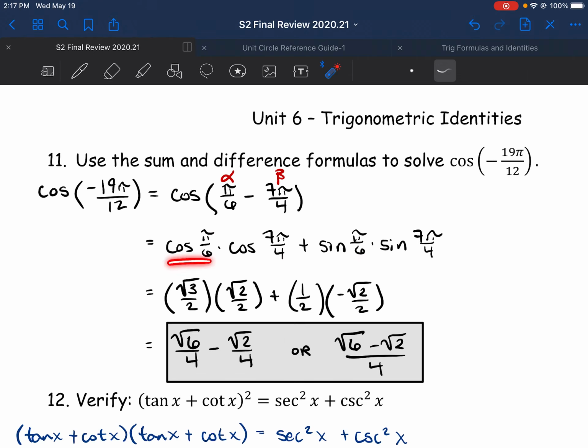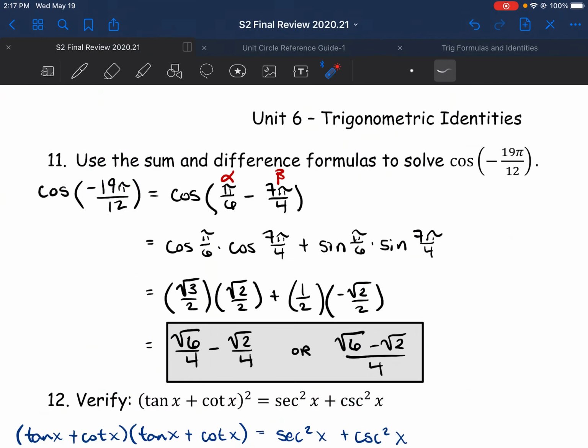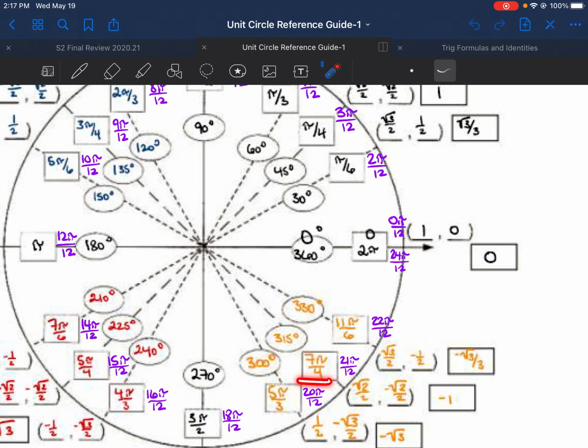Now we need to evaluate each one of these using the unit circle. So the cosine of pi over 6, if I jump over to the unit circle here, here's the angle pi over 6. Cosine is the x value, square root of 3 over 2. Cosine of 7 pi over 4, so we want the x value at 7 pi over 4. That's going to be square root of 2 over 2.